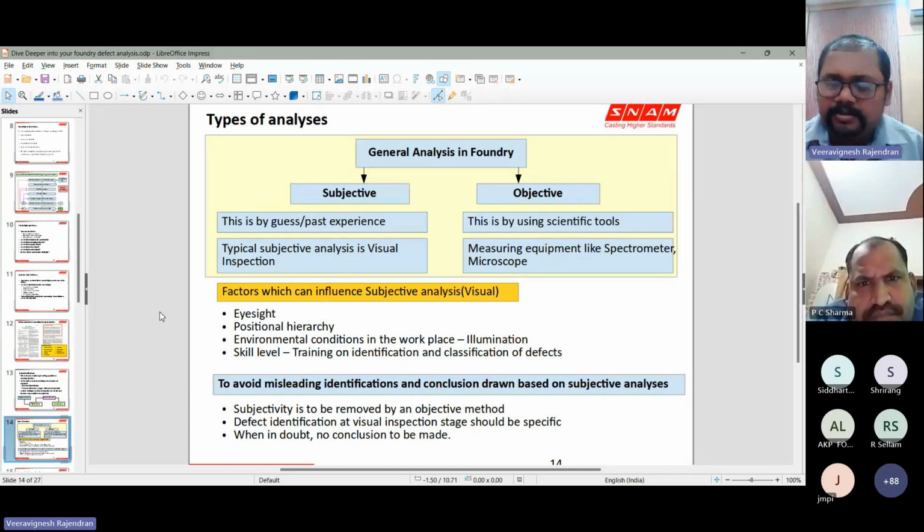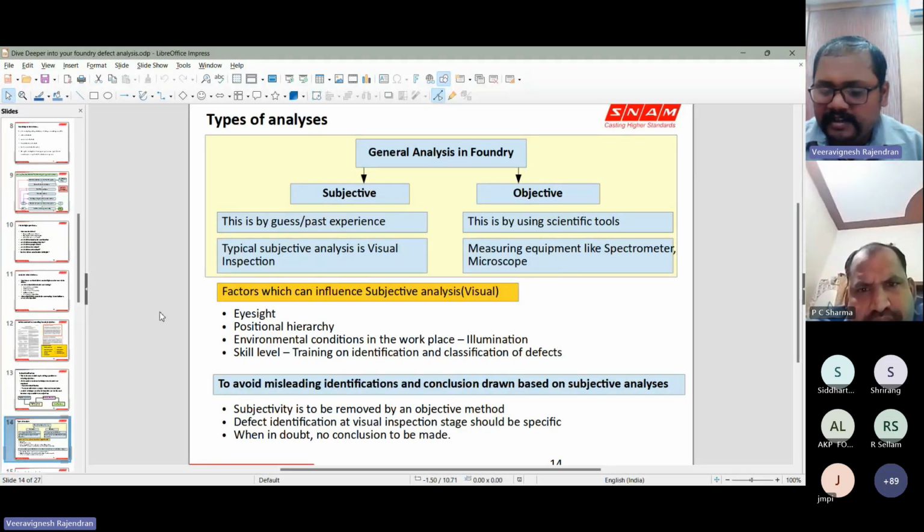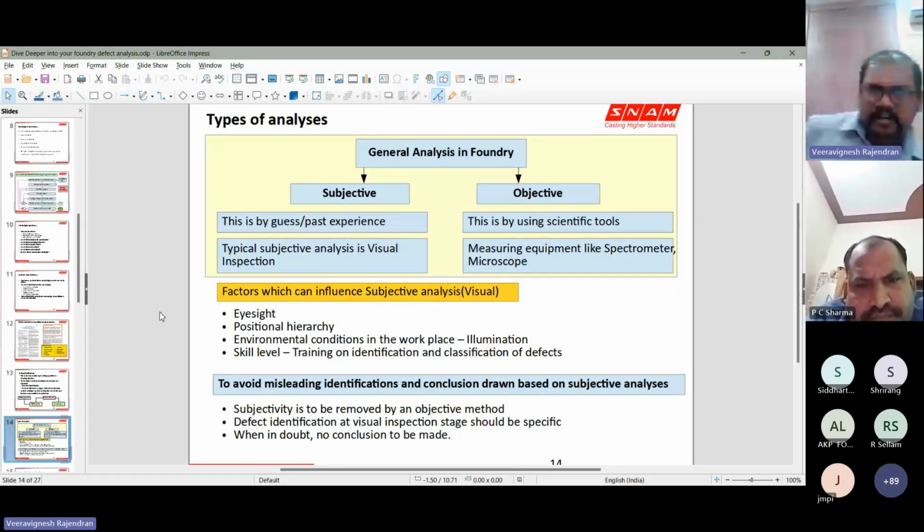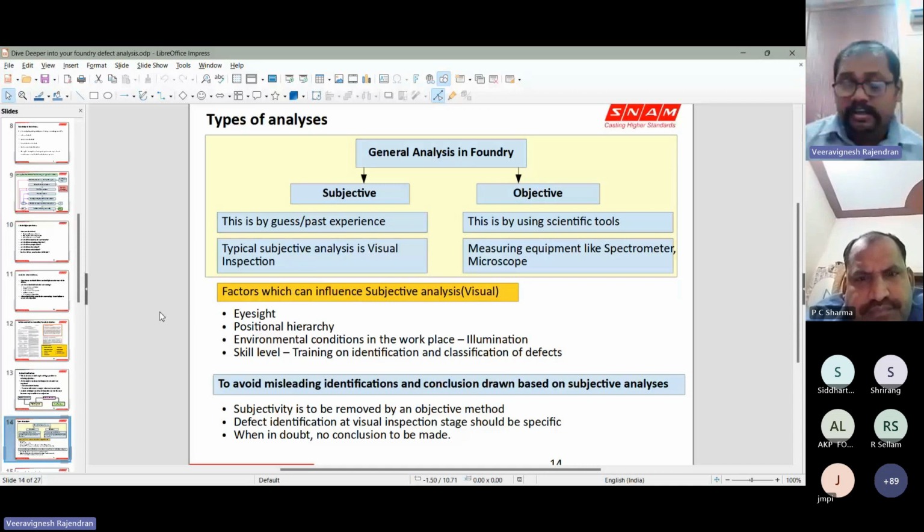See, with my experience, when I feel this casting, or when I touch this part, it feels like a rough surface to me. So this can be a burn-in defect or a burn-on defect. So that is by experience. Or you use some scientific tools, for example a spectrometer or a microscope, but you have tools to measure. If you have tools available to measure, then it can be a quantified measure, and that can become evidence of the analysis or the identification of the defect.